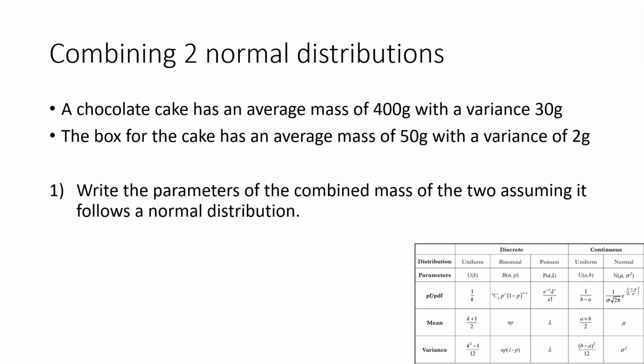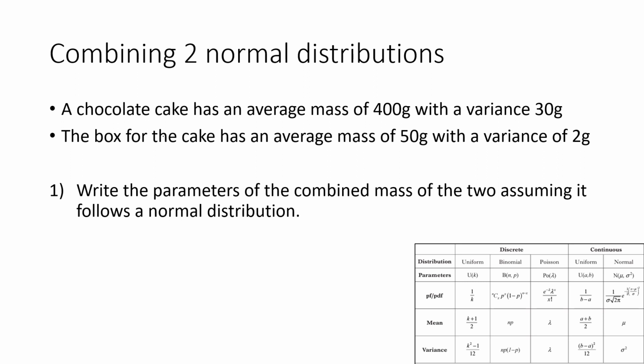Sometimes you can be asked to combine two normal distributions and then do questions with that combined distribution. An example of this can be a chocolate cake has an average mass of 400 grams with 30 grams variance, and the box for the cake has a mass of 50 grams with a variance of 2. Write the parameters of the combined mass of the two, assuming it follows a normal distribution. And we're also assuming that these variables are independent, so a larger chocolate cake does not mean that there will be a larger box. And so how do you write this? And how do you answer this?